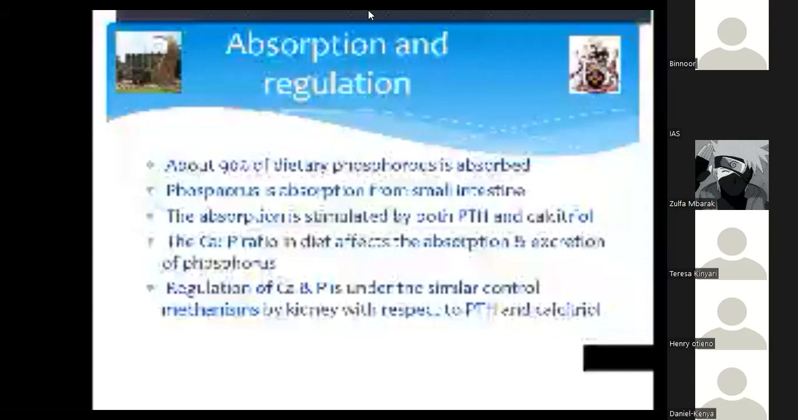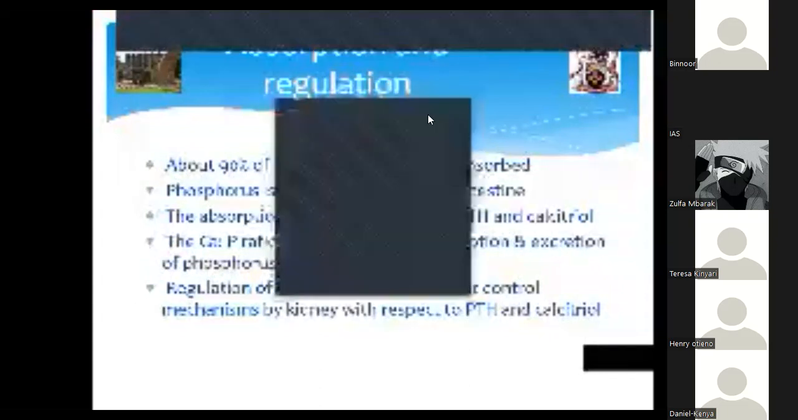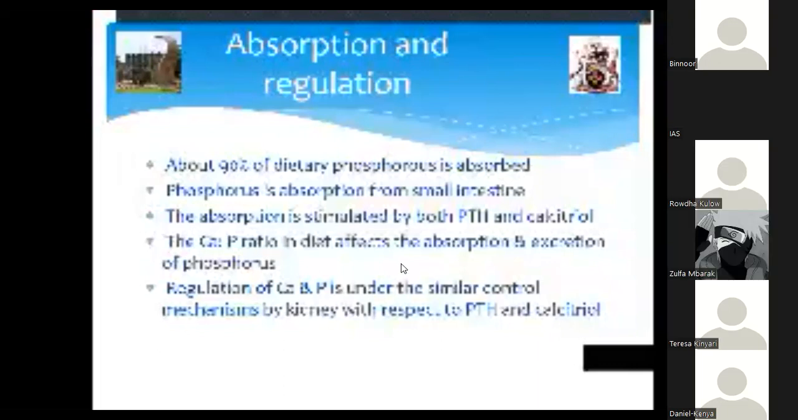And you find that when you have the regulation of calcium, are you able to see? Hapana. And now are you able to see?